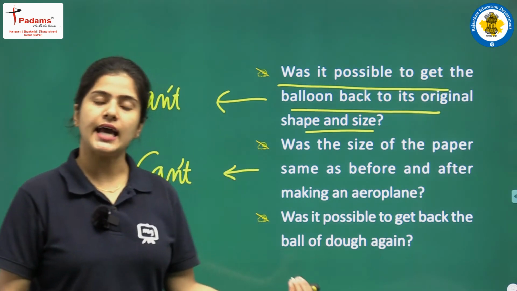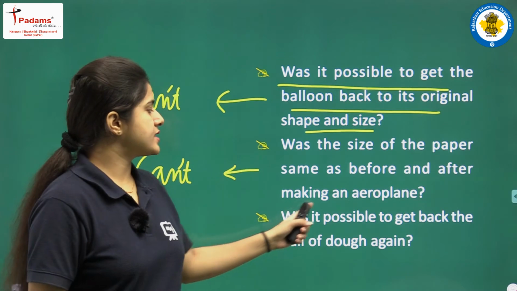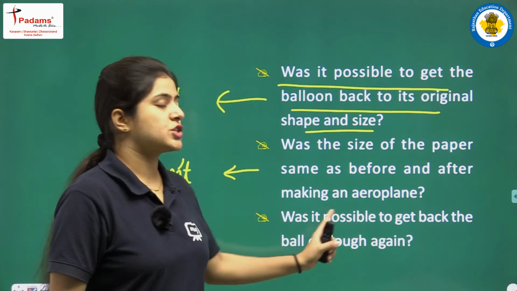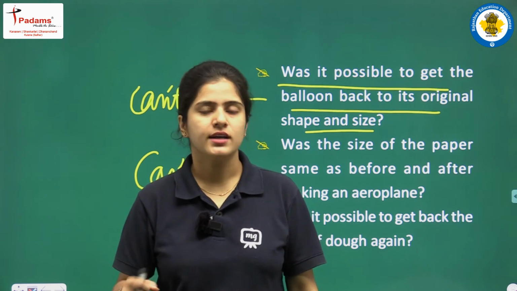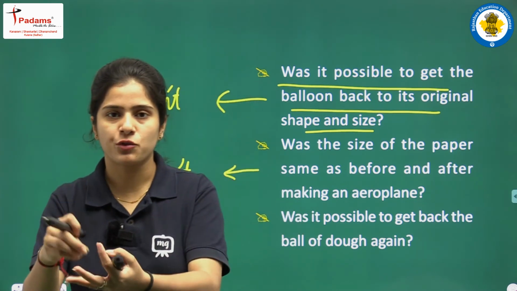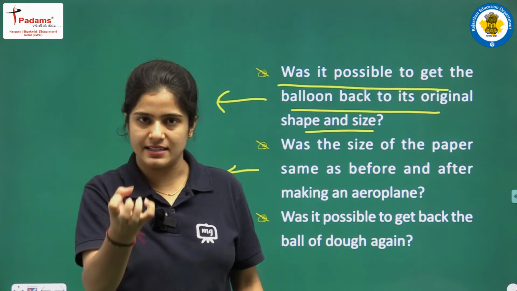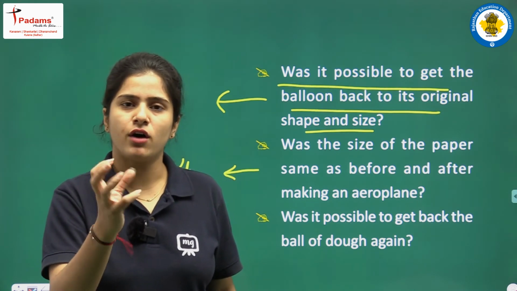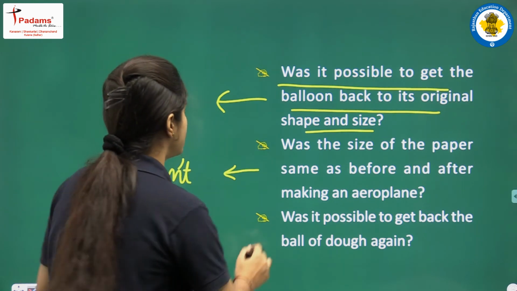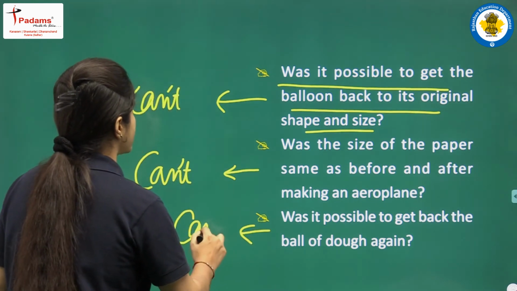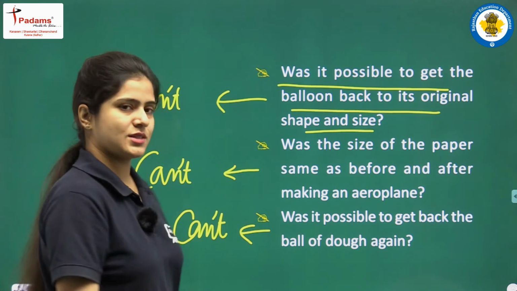Now in activity 6, was it possible to get back the ball of the dough again? Just tell me, can this change be reversed back? If you have that particular baked roti and you are squeezing it like this, can it be made in the form of that ball of the dough again? No students, it can't. So this change is also not at all reversible, okay students.